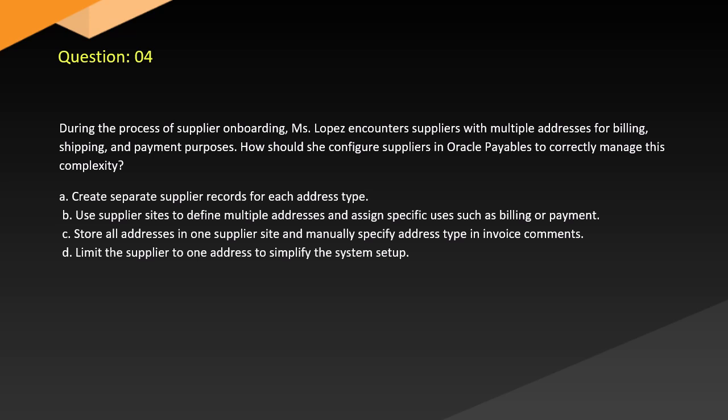A. Create separate supplier records for each address type. B. Use supplier sites to define multiple addresses and assign specific uses such as billing or payment. C. Store all addresses in one supplier site and manually specify address type in invoice comments. D. Limit the supplier to one address to simplify the system setup.